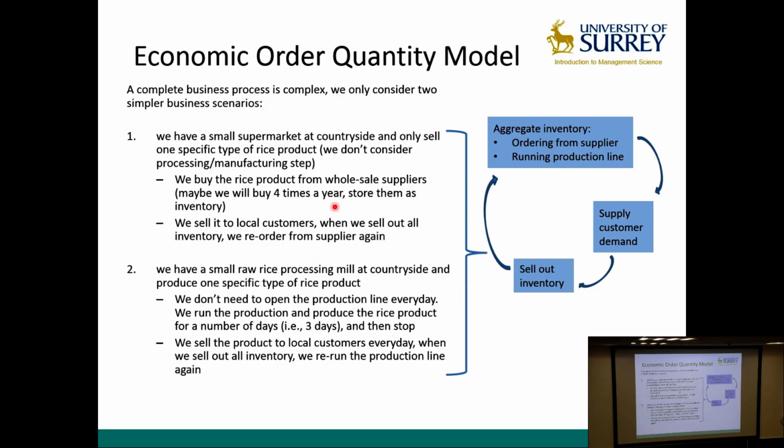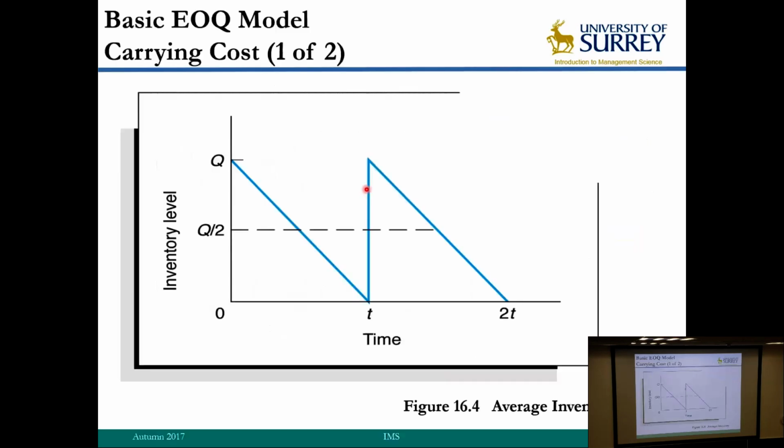Okay, so first, we're going to consider the first one. What if we are working at a very small supermarket, and we hope to buy from our supplier and sell to the local customers? This is pretty simple. This is the time, and this is about inventory levels, how you want to aggregate your inventories. Time is the horizontal axis, and the vertical one is the inventory level.